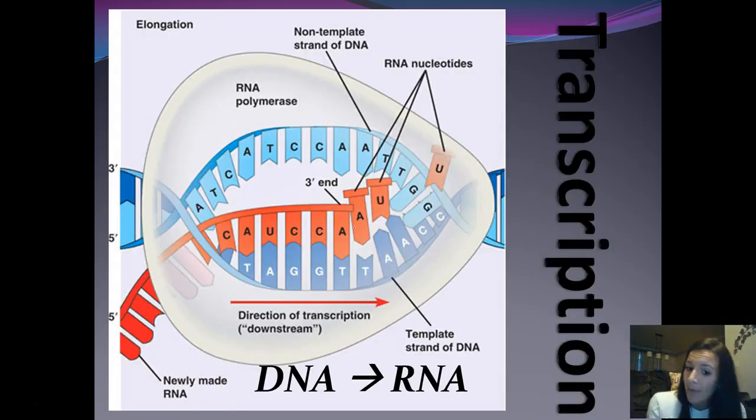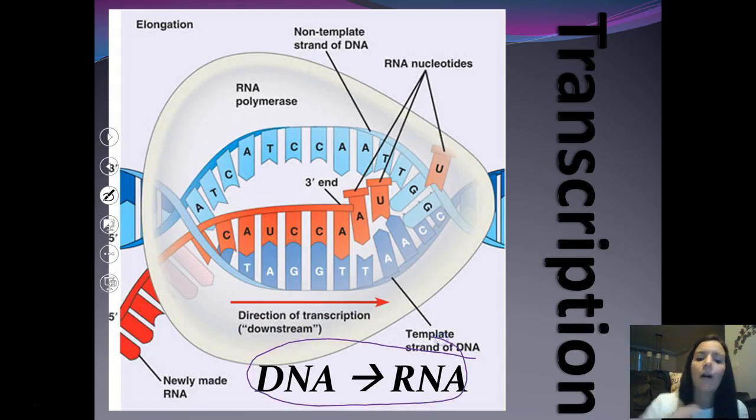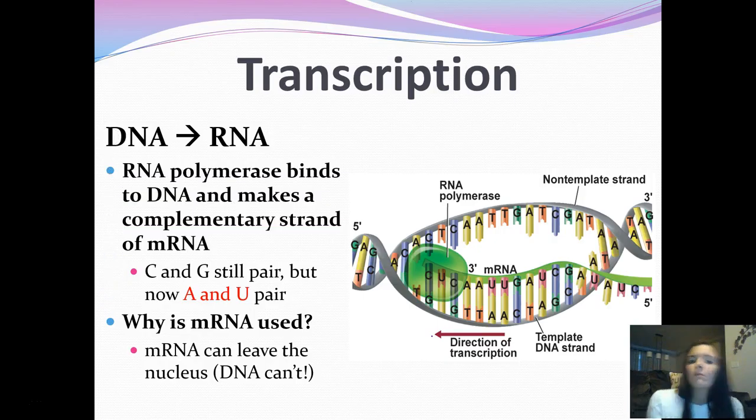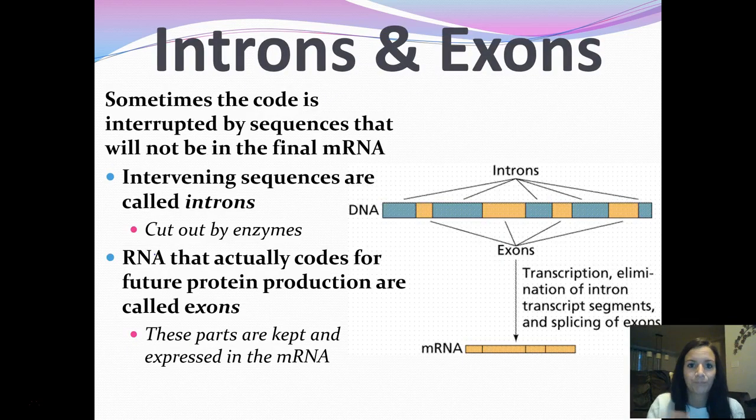The first step of protein synthesis is something called transcription, which is making DNA into RNA. So when we take a closer look, this is when RNA polymerase is going to bind to DNA and it makes a complementary strand of mRNA. Like we mentioned, C and G still pair, but now A and U pair. And why is mRNA even used? mRNA can leave the nucleus, DNA cannot.